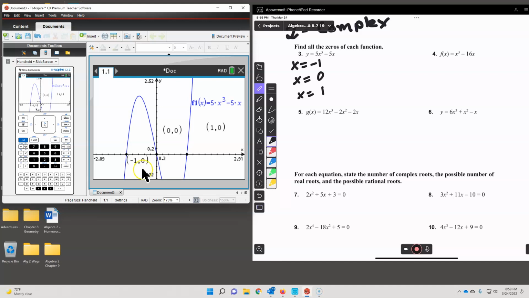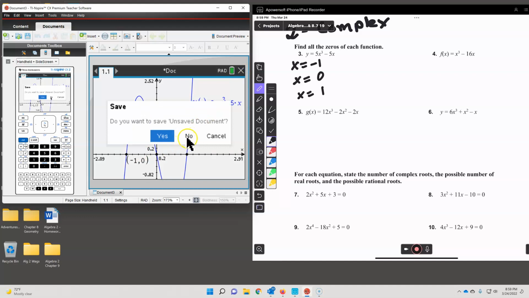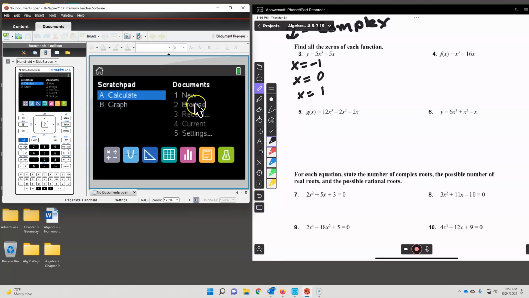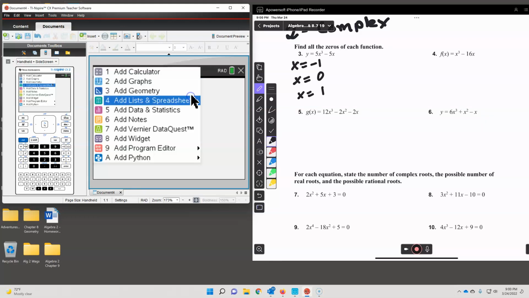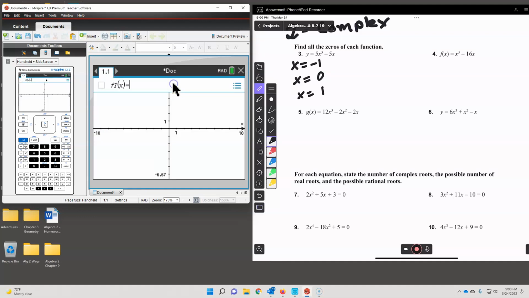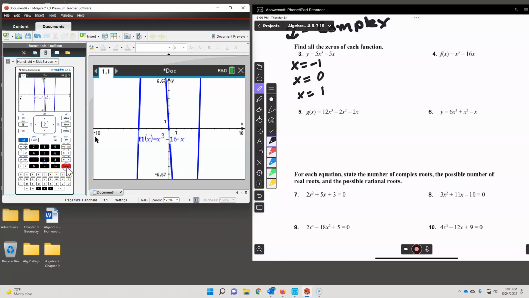Okay. And so at this point, I'm going to show you how to put number 4 into the calculator. And you should be doing this with me. So what I'm going to do is I'm going to X this out. I'm going to go ahead and do a new graph. And you're going to type in x to the 3rd power minus 16x. And then you're going to press enter. And there you go. You have your 3 zeros.